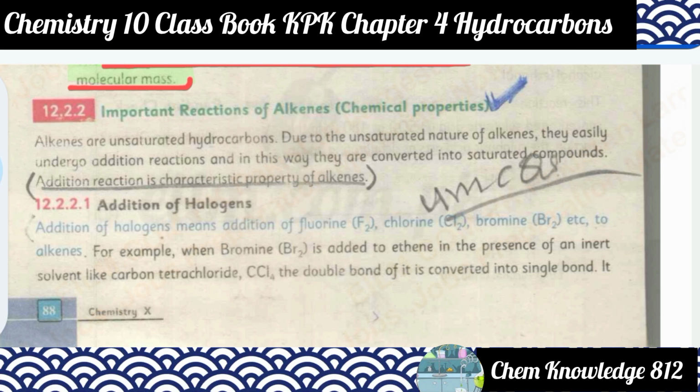Now next is the important reactions of alkenes, chemical properties. We can say alkenes are unsaturated hydrocarbons. Due to the unsaturated nature of alkenes, they easily undergo addition reactions, and in this way they are converted into saturated compounds.